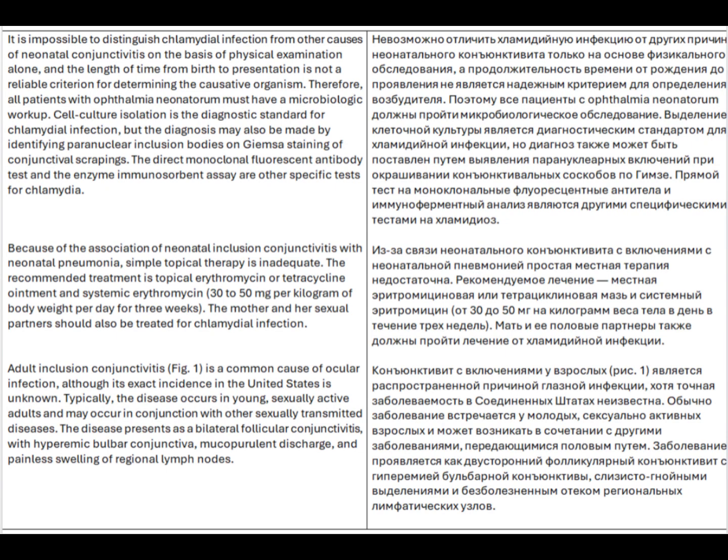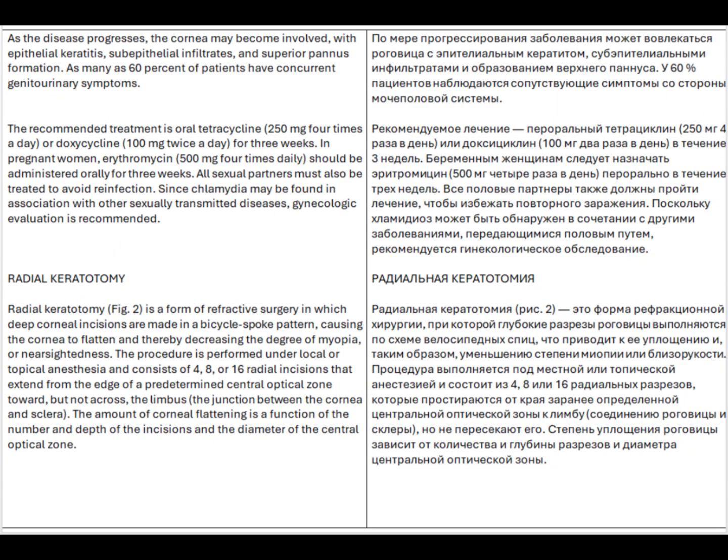Adult inclusion conjunctivitis, FIG. 1, is a common cause of ocular infection, although its exact incidence in the United States is unknown. Typically, the disease occurs in young, sexually active adults and may occur in conjunction with other sexually transmitted diseases. The disease presents as a bilateral follicular conjunctivitis, with hyperemic bulbar conjunctiva, mucopurulent discharge, and painless swelling of regional lymph nodes. As the disease progresses, the cornea may become involved, with epithelial keratitis, subepithelial infiltrates, and superior pannus formation.